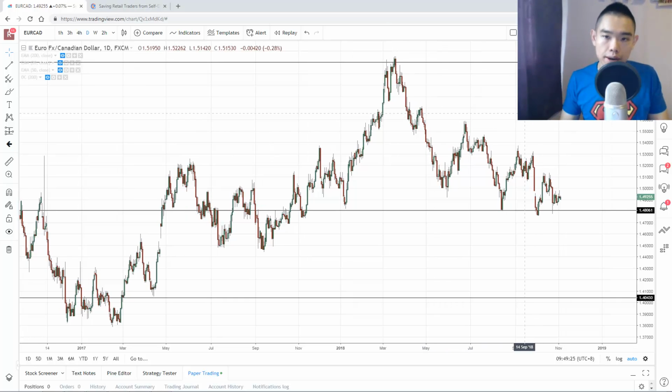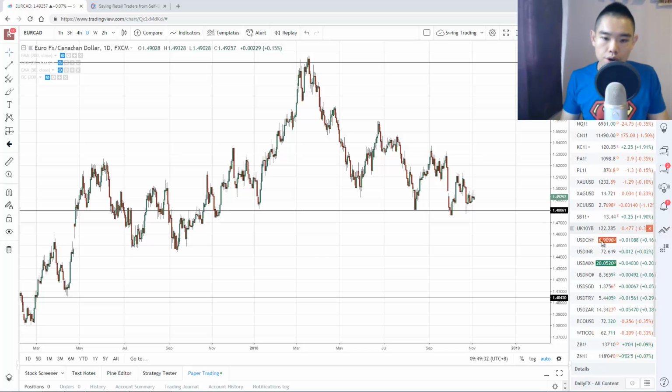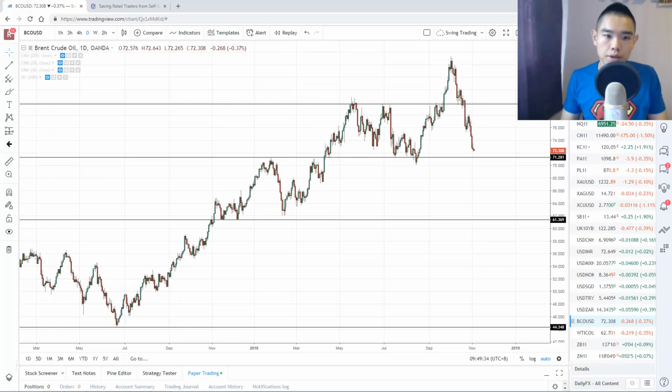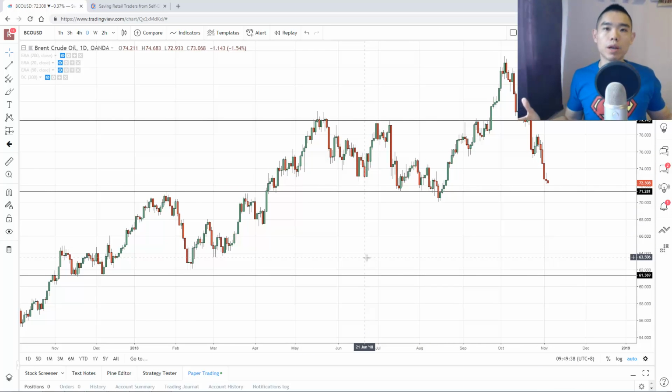So how about commodities? Brent Crude Oil. Okay, Brent Crude Oil. So this one over here, if you look at this chart of Brent Crude Oil, ask yourself, what is the trend? From the looks of it, the long-term trend is towards the upside.